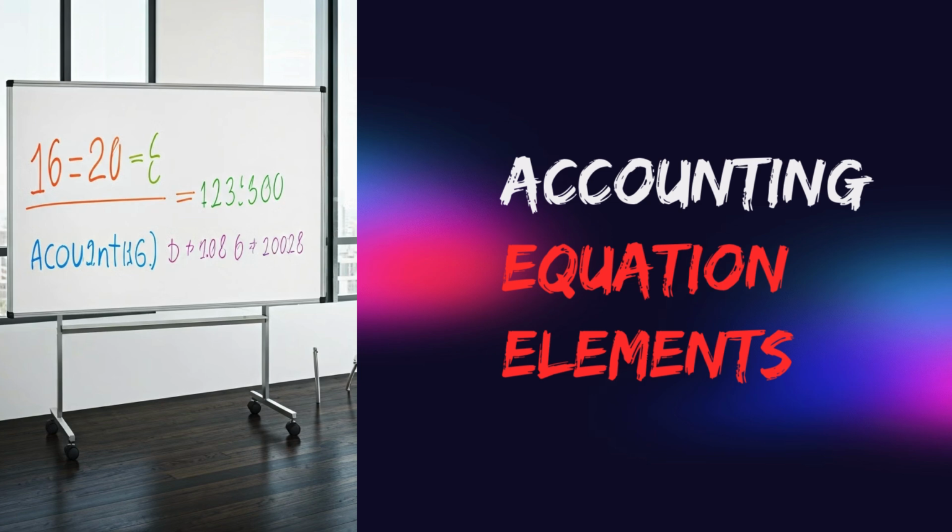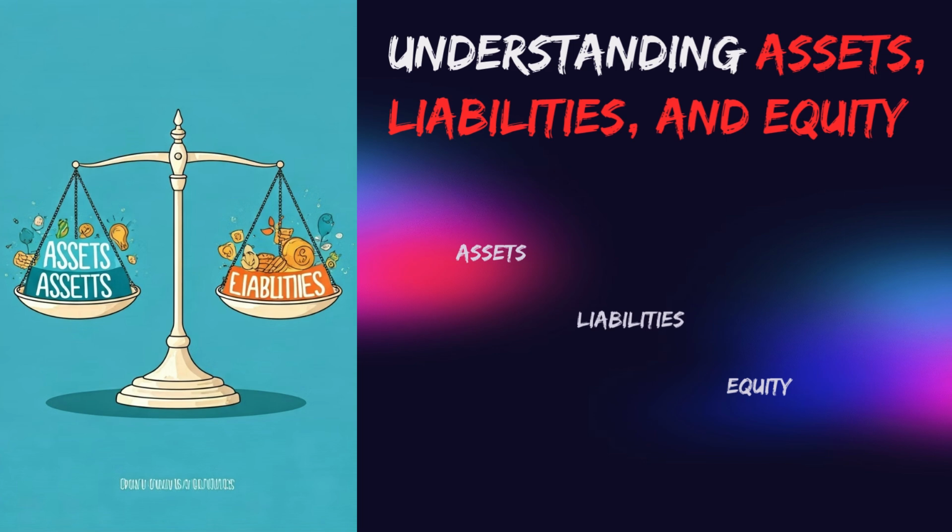Accounting equation elements. The accounting equation is a fundamental principle in bookkeeping, representing the relationship between a business's assets, liabilities, and equity. It is expressed as assets equals liabilities plus equity. Assets. Resources owned by a business, such as cash, inventory, and equipment. Liabilities. Obligations owed to others, including loans and accounts payable. Equity. The owner's stake in the business, calculated as assets minus liabilities.